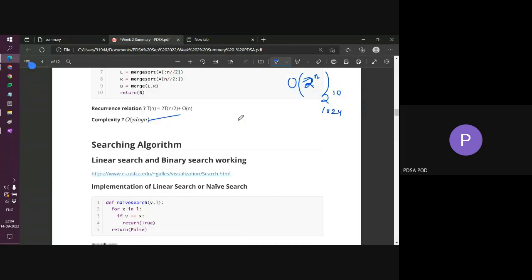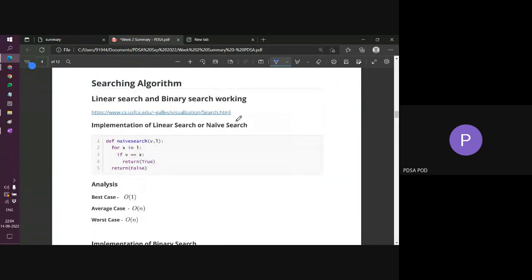Okay, so yeah. Now we go to the linear search algorithm. So far it is okay.